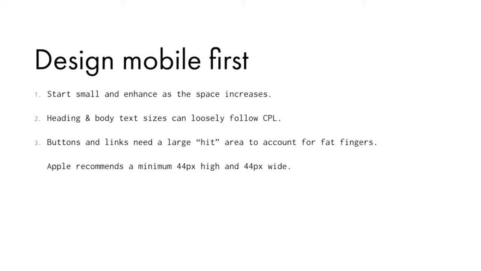Buttons and links are the only things that would be the opposite, so they need to be increased on a smaller screen compared to a desktop screen, to allow for fat fingers, basically, so that there's a big hit area for buttons and links. And Apple recommends a 44 pixel by 44 pixel size. So at least 44 pixels high, and then they say you can do about 30 pixels in the opposite direction, just so that there's enough space.